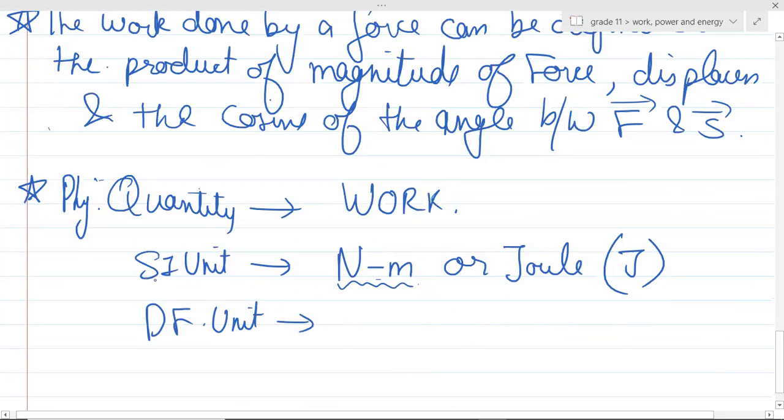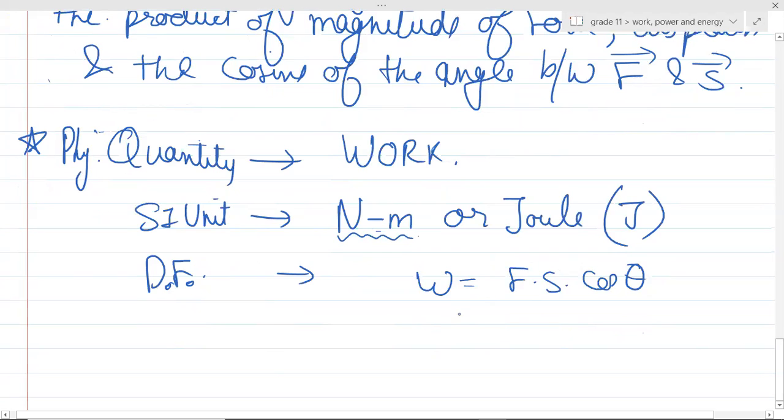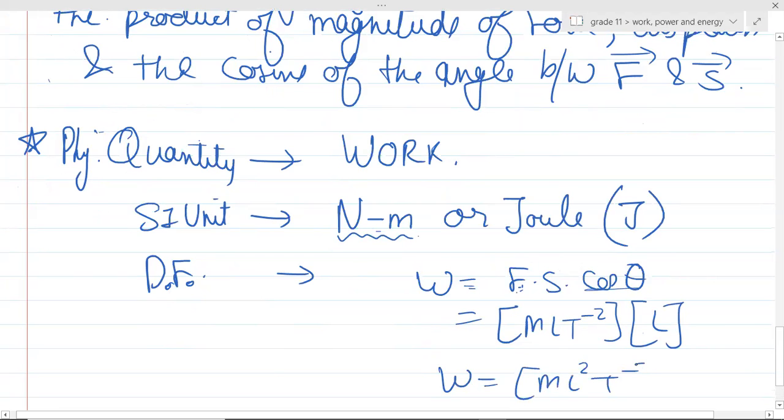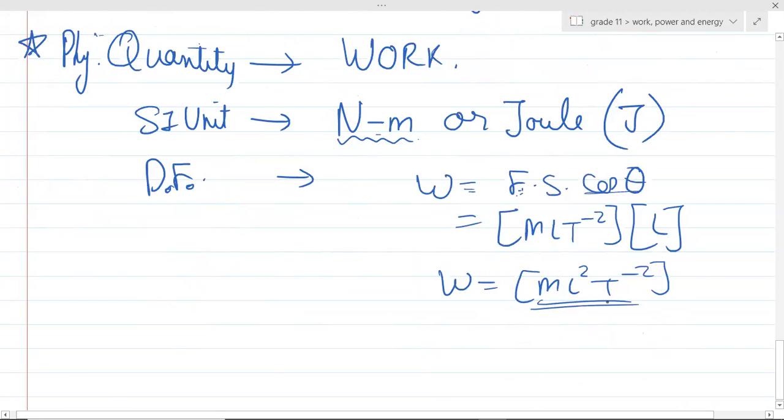Since we know this particular thing, work done is equal to F into S into cos theta. What is work? You see, force is basically MLT to the minus 2. Displacement is L and cos theta has nothing. So can you see the dimensional formula for work is basically ML squared T to the minus 2. This is the same as energy, right? That is why the unit is again the same as energy. Is this clear? The dimensional formula is this.